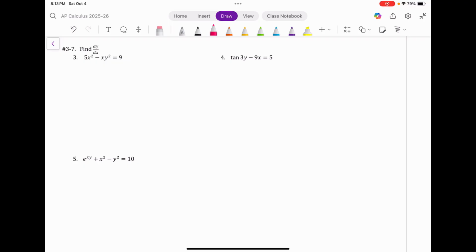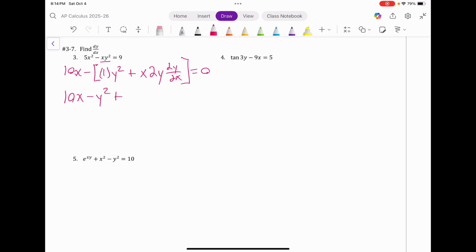So let's find dy/dx here. We'll take the derivative of both sides. So that'd be 10x. And then we got to apply the product rule on this x y squared. So that'd be 1 times y squared plus x times 2y dy/dx. And then the derivative of 9 is 0. We can drop the parentheses, or the brackets.